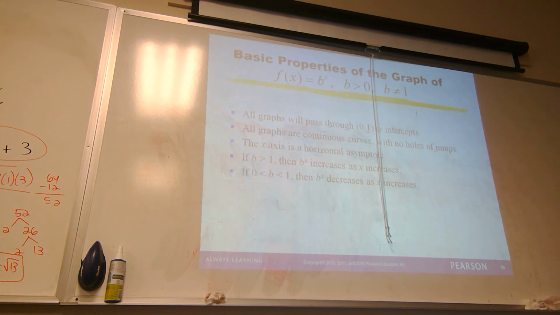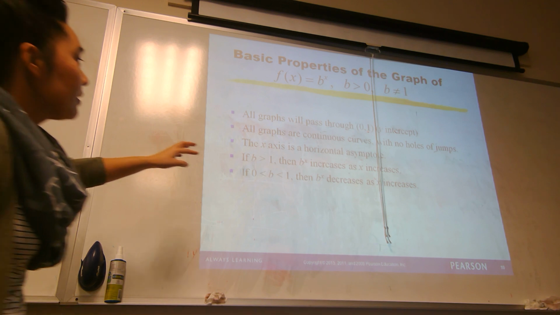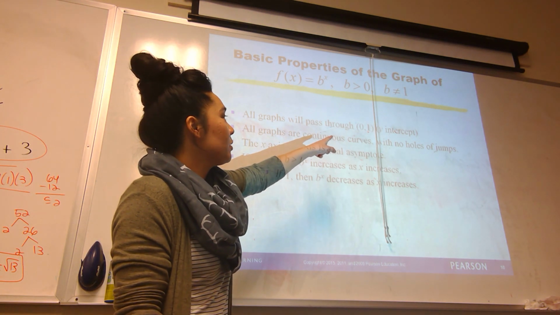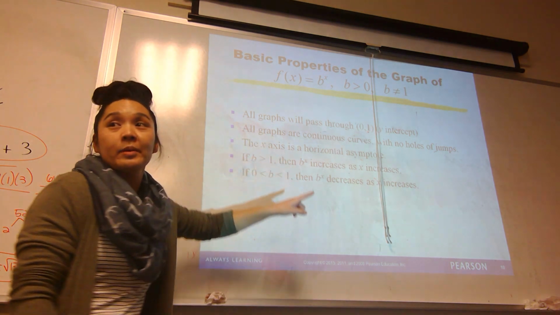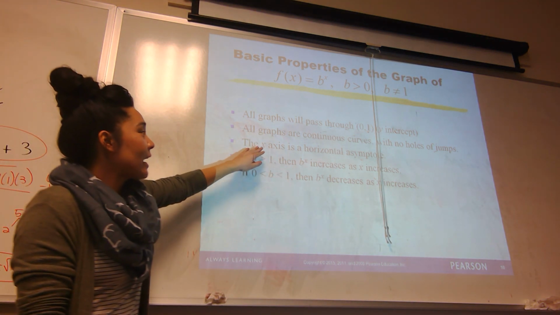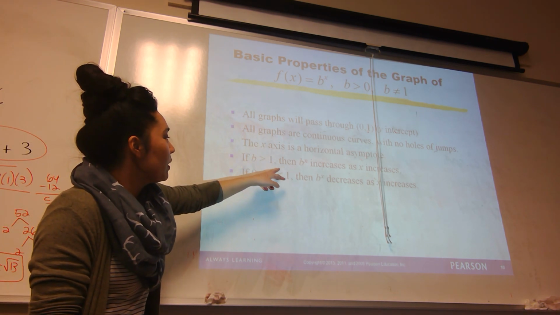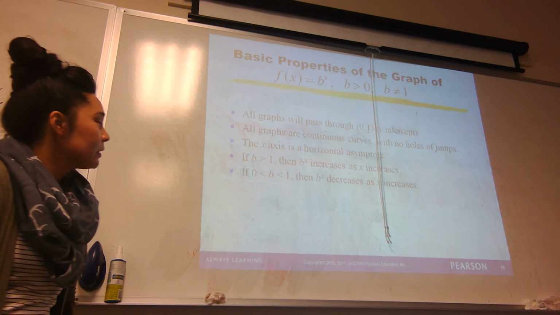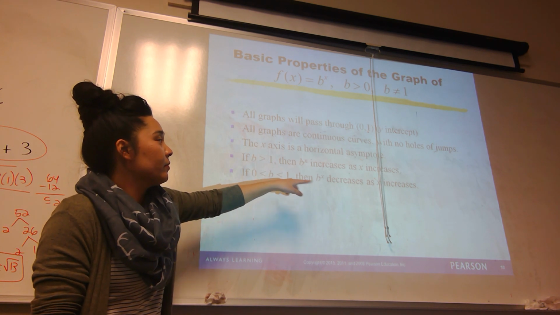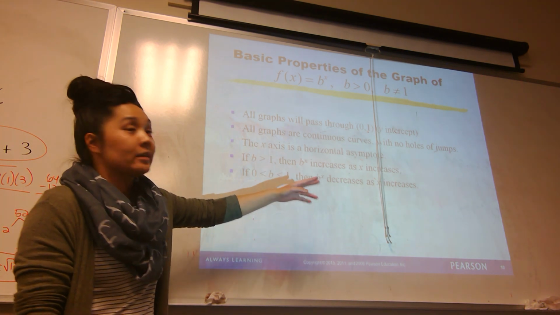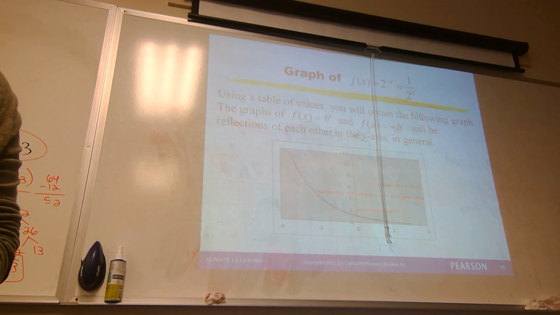So, that being said, basic properties of an exponential graph, right? All graphs will pass through 0 and 1. That's your y-intercept. They are all continuous. There should not be a hole. The x-axis is always the horizontal asymptote. If b is greater than 1, then the function increases as x increases. If b is less than 1 but greater than 0, the function will decrease as x increases. Okay, so just some basic ideas of a graph.